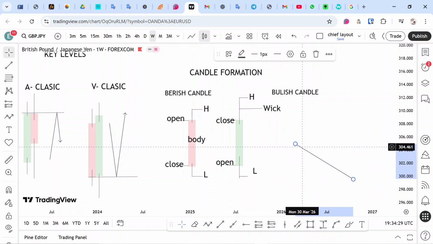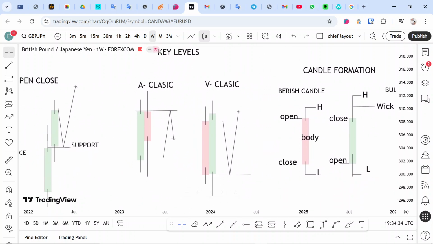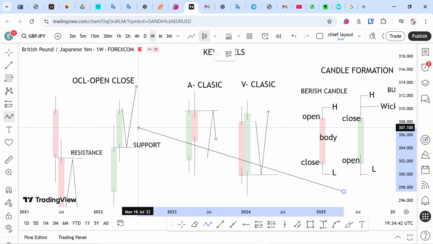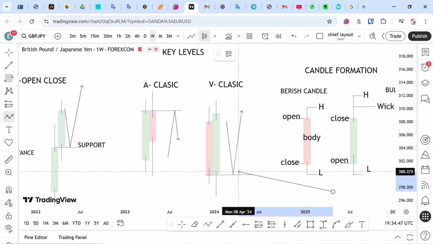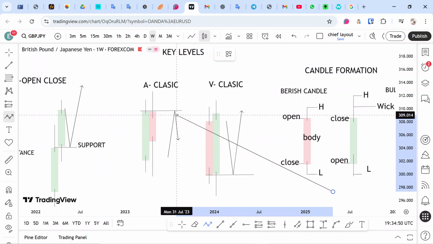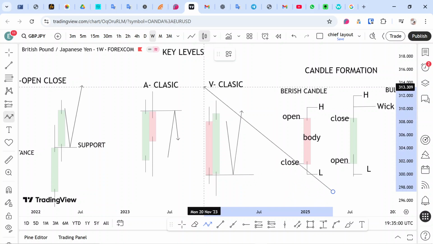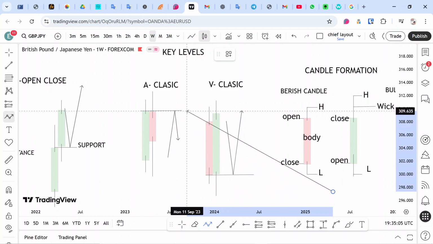So when it comes to the MSNR scenario, we have different key levels. We have the V level, we have the A level, we have the open and close level. So the V level is considered a support level, and the A level is considered a resistance level. In the forex market, generally we have two zones, right? It's either you are buying or you are selling. If you're buying, it means you're buying from the support level. If you're selling, it means you're selling from the resistance level.